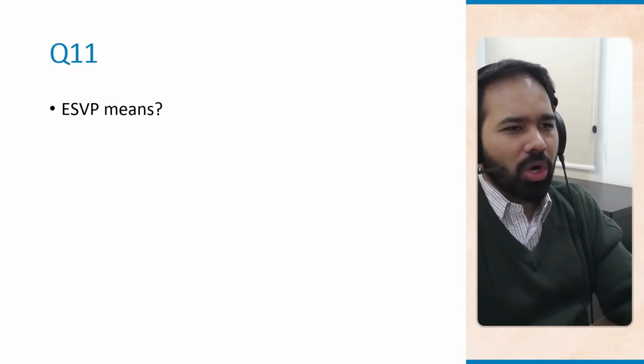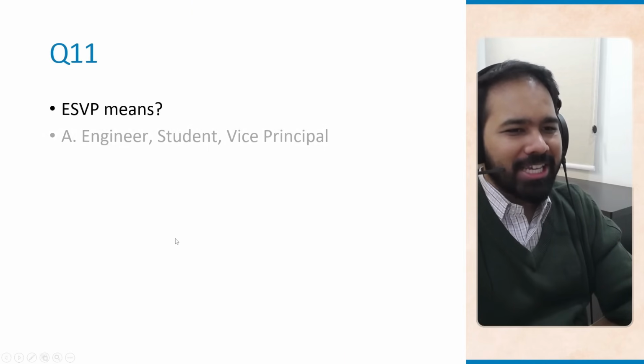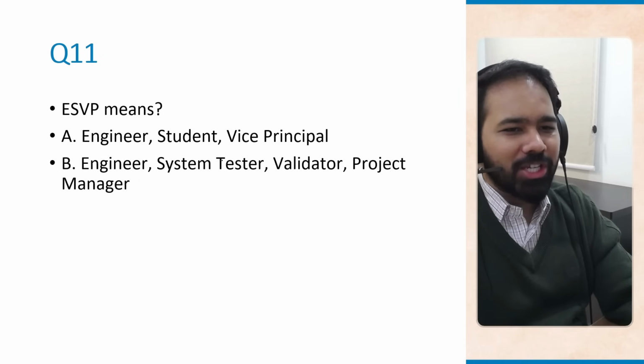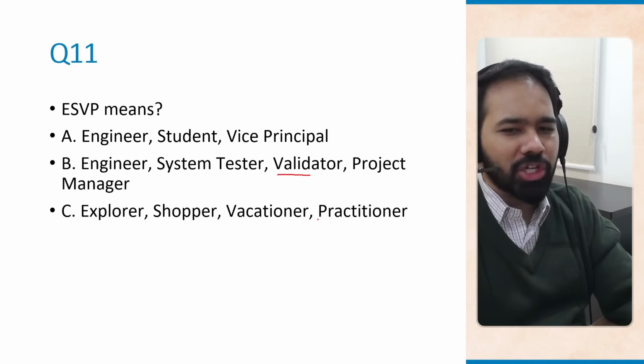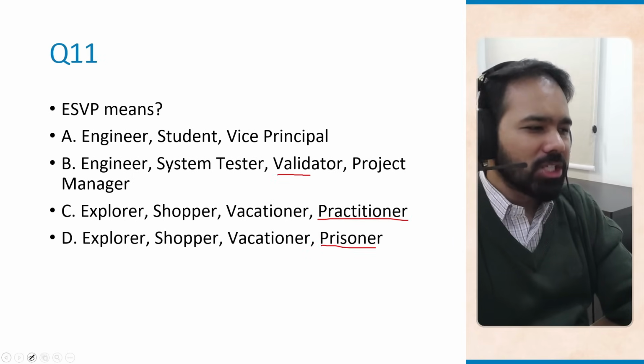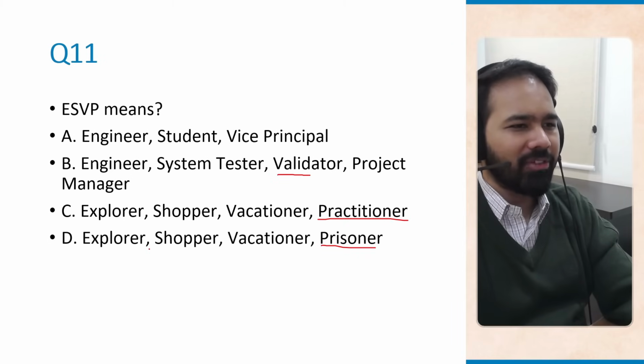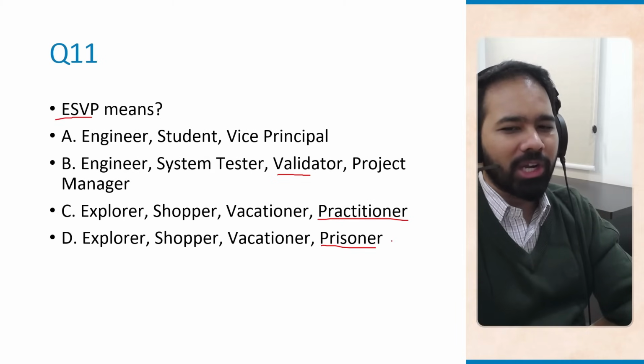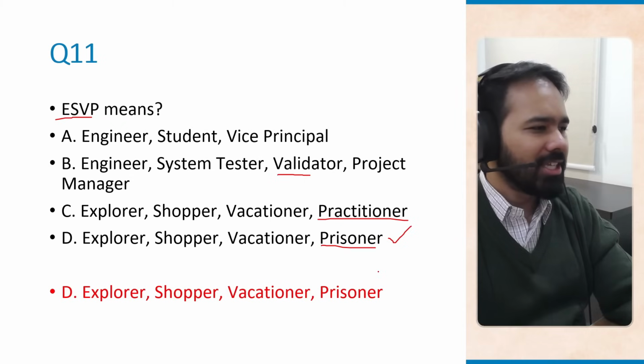Okay, let's move on to question number 11. What exactly is ESVP here? Is it engineer, student, and vice principal? Is it engineer, system tester, validator, project manager? Is it explorer, shopper, vacationer, practitioner, or is it prisoner that stands for P? So this is a straight up definition sort of question. It's a straightforward question. You don't have to do much thinking. If you have ever heard about ESVP, you already know that option D is the correct option.